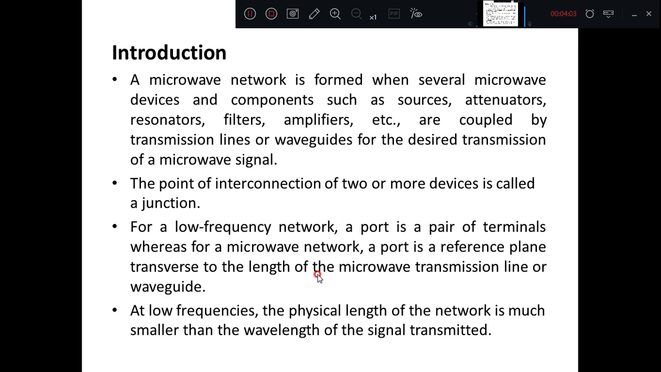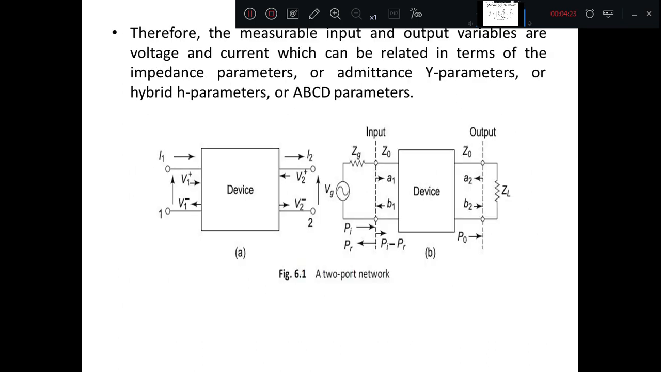For a low frequency network, the physical size of the network is much smaller than the wavelength of the signal being transmitted, right? The wavelength of the signal is much larger compared to the physical dimension of the network. Therefore, because of the larger wavelength compared to the physical size of the network, the measurable input and output variables are nothing but voltage and current, right?